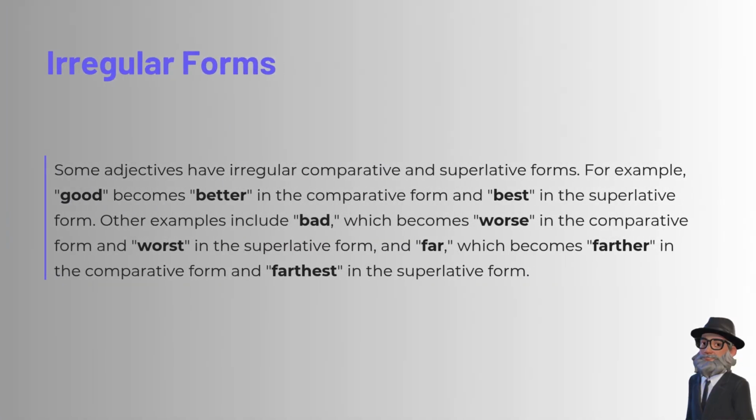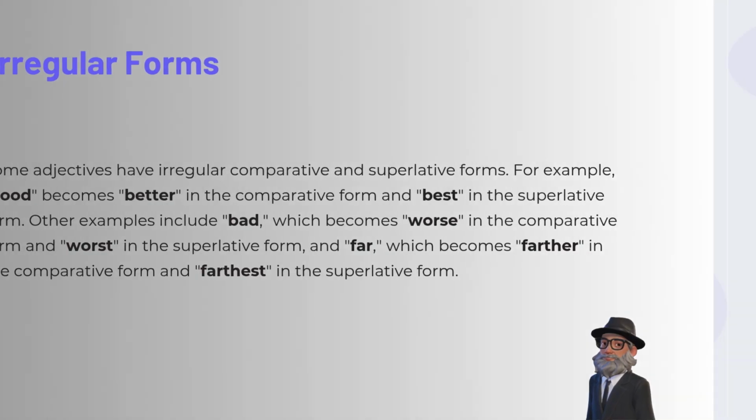Irregular forms. Some adjectives have irregular comparative and superlative forms. For example, good becomes better in the comparative form and best in the superlative form. Other examples include bad, which becomes worse in the comparative form and worst in the superlative form, and far, which becomes farther in the comparative form and farthest in the superlative form.